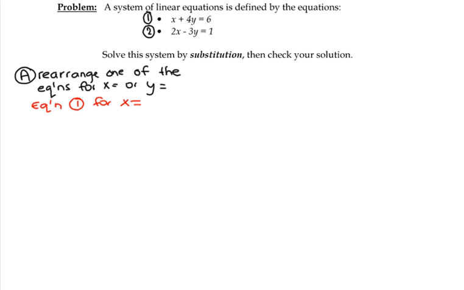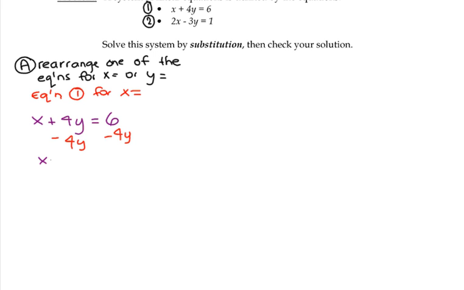So our equation is x plus 4y equals 6. And we want to get x by itself. We've done this before, right? How do we get x by itself here? Minus 4y. And now we have x equals negative 4y plus 6. And this is still equation 1, right? Equation 1, same equation, just looks different.